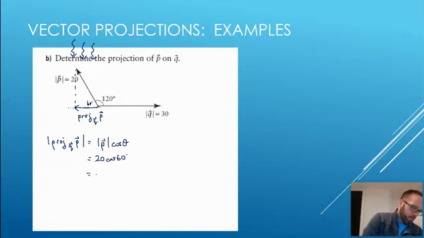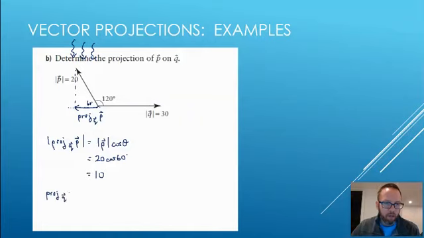I think cosine 60 is a half. I should probably know that. It is a half. 10. So we've got its magnitude, and we can state its direction. Projection of P onto Q. Because the angle between P and Q is obtuse, this vector projection is in the opposite direction as Q.